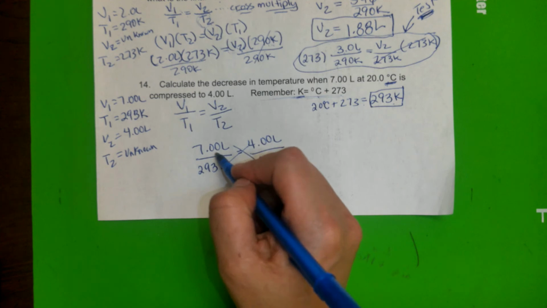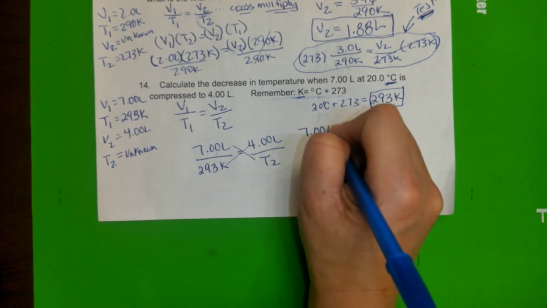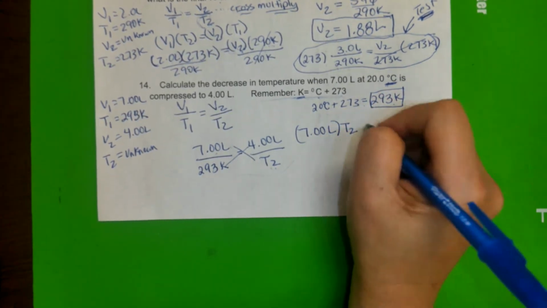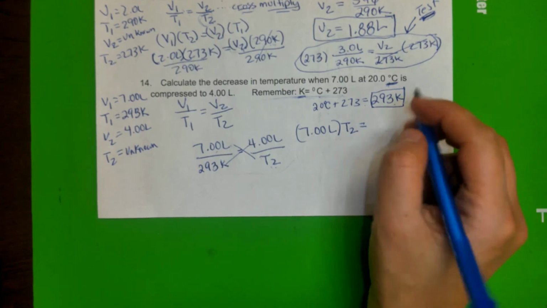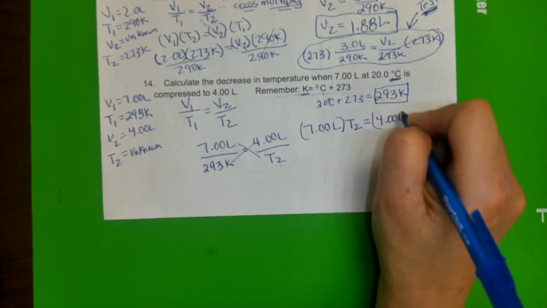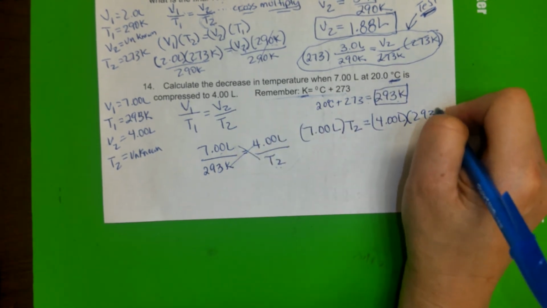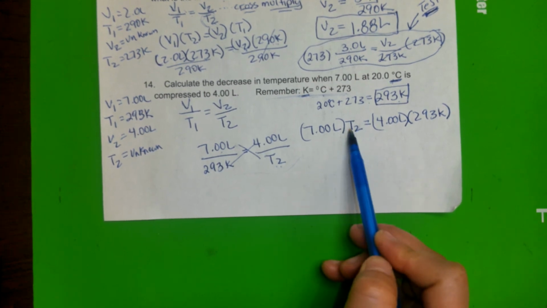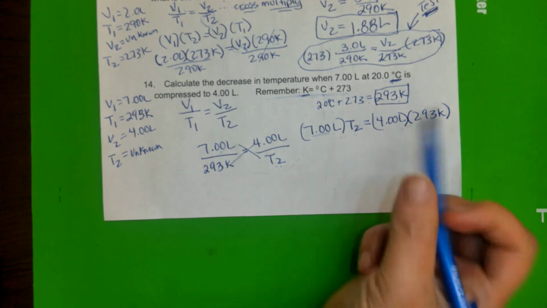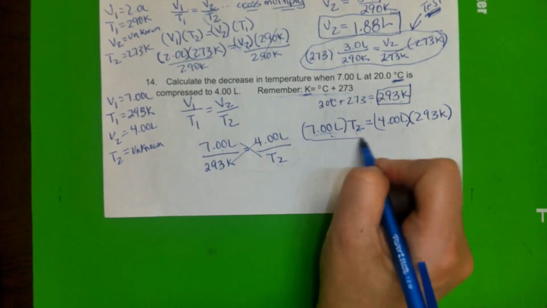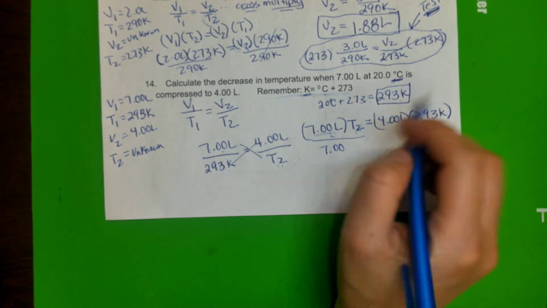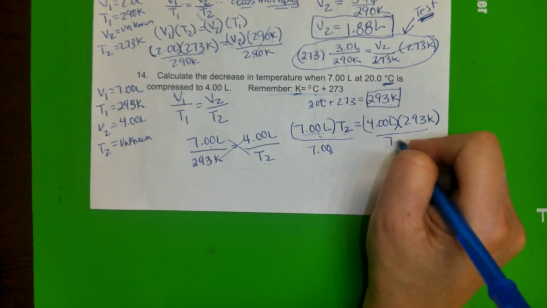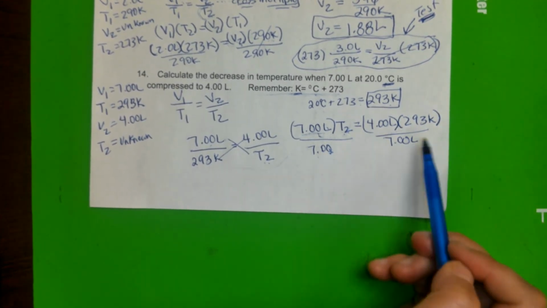So 7.00 liters, and I'm going to put parentheses because we're multiplying it by T2, equals 4.00 liters, and then we're going to multiply it by 293 Kelvin. We want the T2 by itself, right? Because we want to solve for that. So we want to move that number with the other numbers. You do the opposite: it's multiplying, so you divide. You do the same thing to the other side.